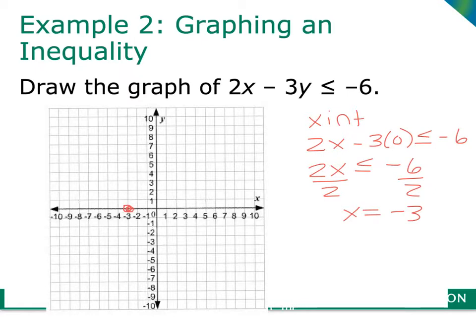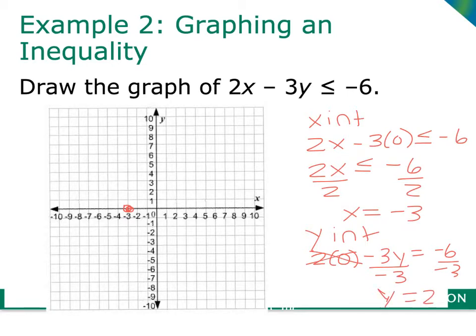You could also find your y-intercept. A way to find your y-intercept is to substitute 0 in for x. And anything times 0 is 0, so that's going to cancel out. And you could solve for y. Your y-intercept is going to be positive 2. So I could put a dot at the positive 2 on the y-axis.